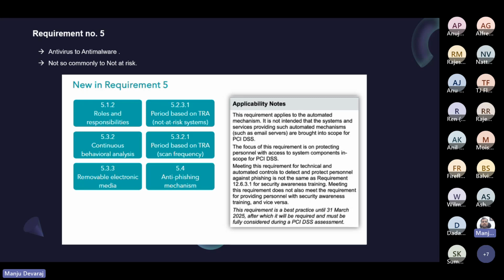Now whenever you have a USB plugged in, there is a specific requirement coming in on that, which is also there explicitly telling you that you cannot just plug in. There should be a scan for all the CDE connected systems.